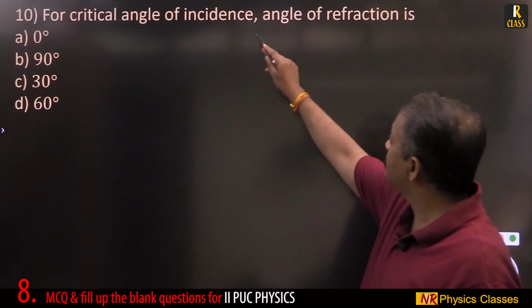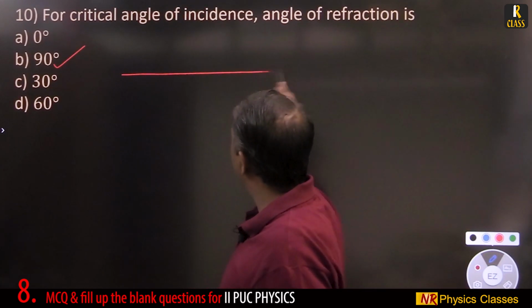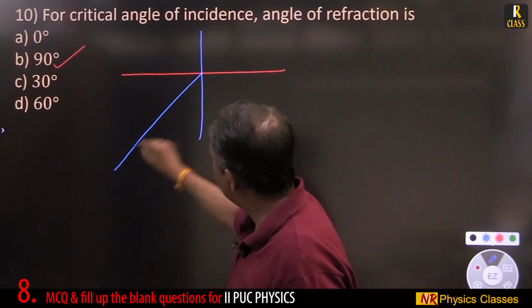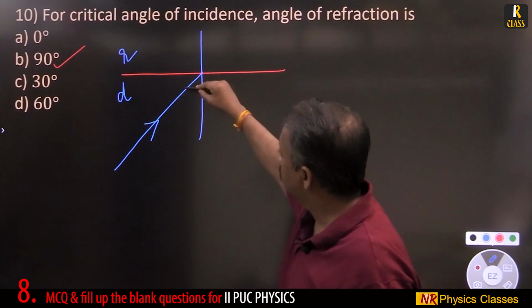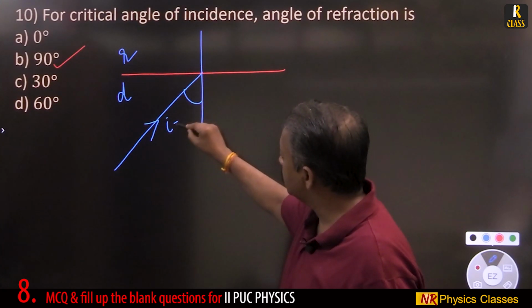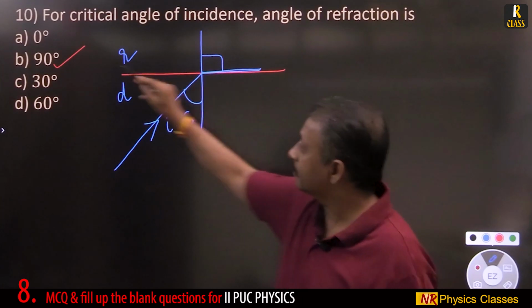For the critical angle of incidence, the angle of refraction is 90 degrees. Critical angle of incidence means the incident ray should be in the denser medium. If this angle of incidence is equal to the critical angle, then the angle of refraction is 90.